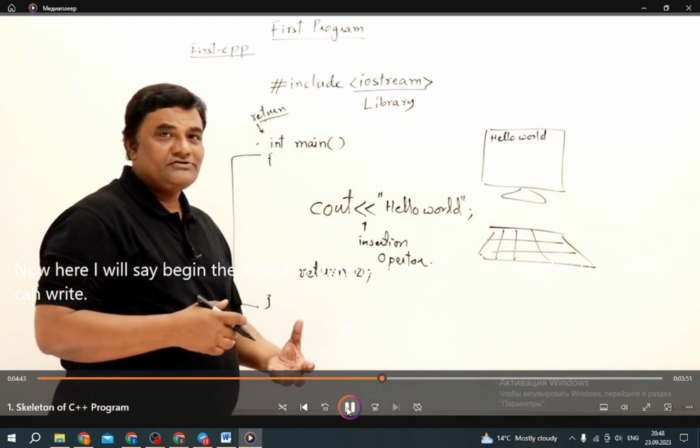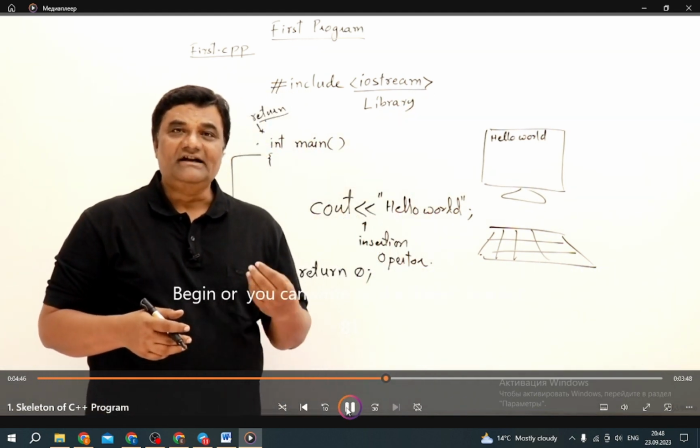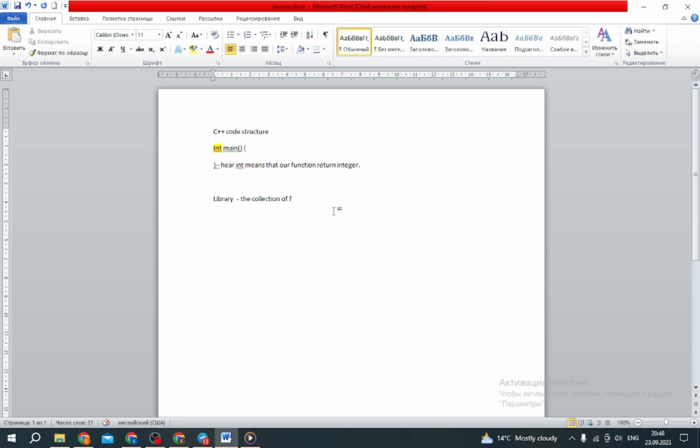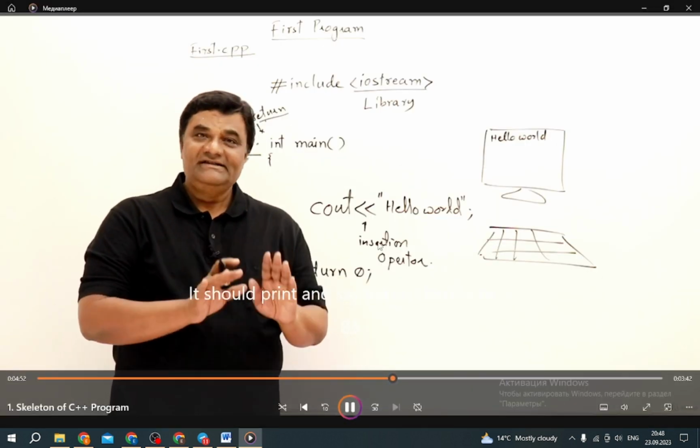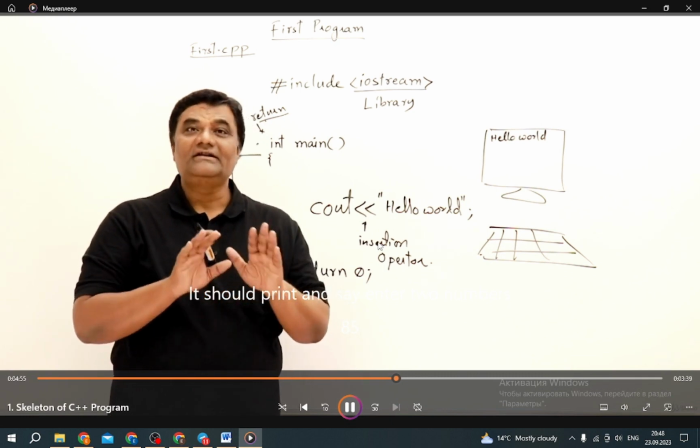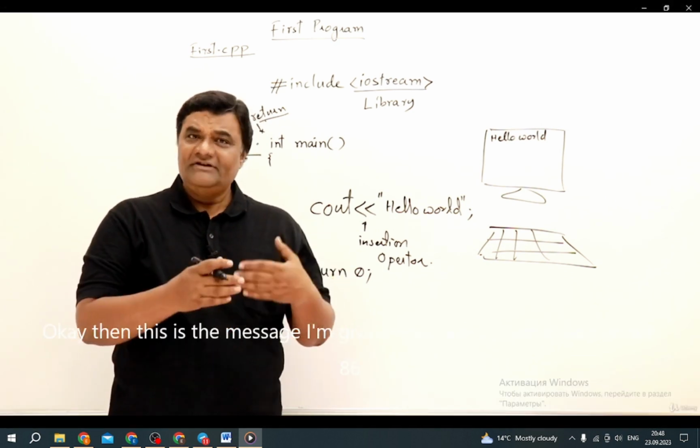A library will contain the collection of built-in objects or functions that a programmer can use and easily write a program. This is provided by the C++ compiler. When you install the compiler, you will get the libraries. So there are many libraries. We will learn about them slowly.